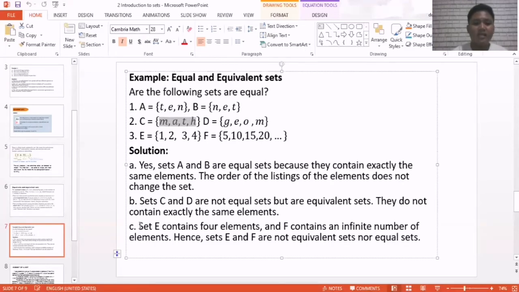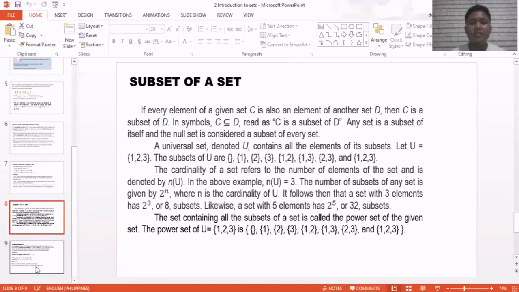Letter C is, for set E, we have the elements 1, 2, 3, and 4. For set F, we have 5, 10, 15, 20, and so on. So dito ang sagot, set E contains 4 elements and F contains an infinite number of elements. Hence, sets E and F are not equivalent sets nor equal sets. Now let's proceed with the subset of a set.